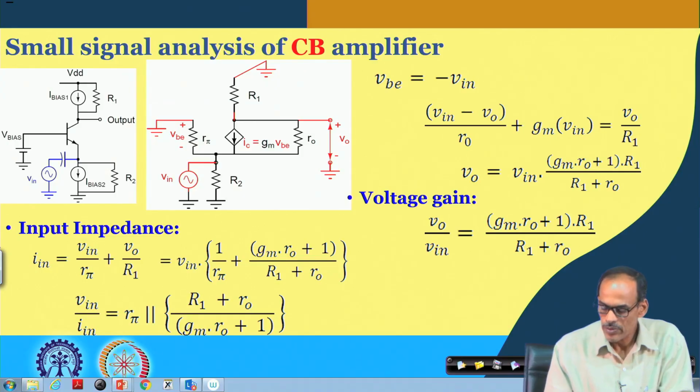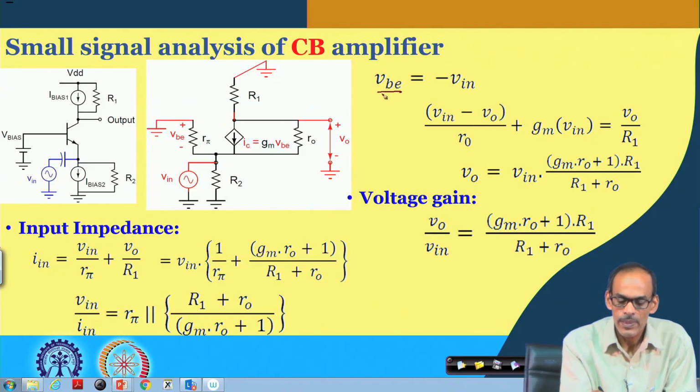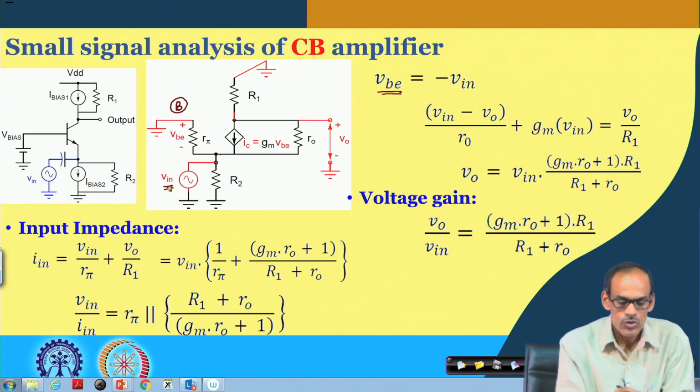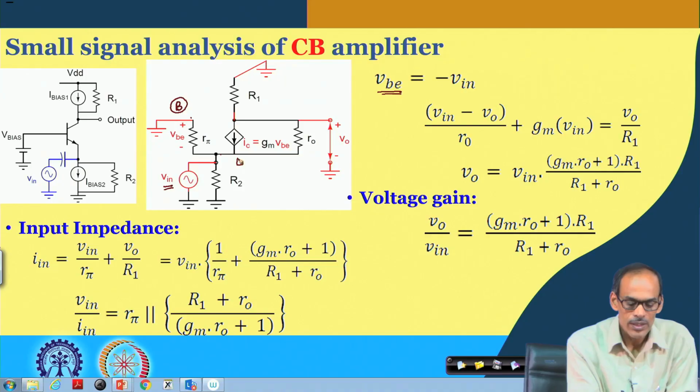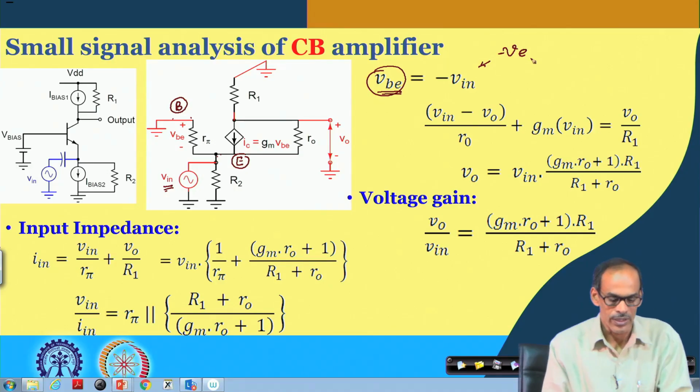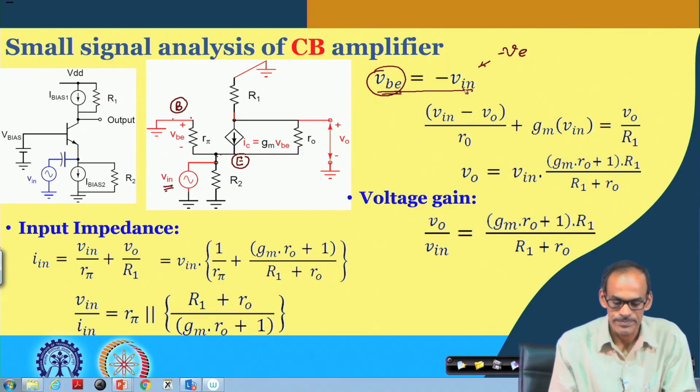First of all, we do have VBE. The base node is grounded, and the emitter is having some signal, and that signal is incidentally Vin. So, we can say VBE is essentially 0 minus VE. And VE is the same as Vin. So, in fact, Vin is VE. So, we can say that VBE is minus Vin. So, this is the first thing we obtain.